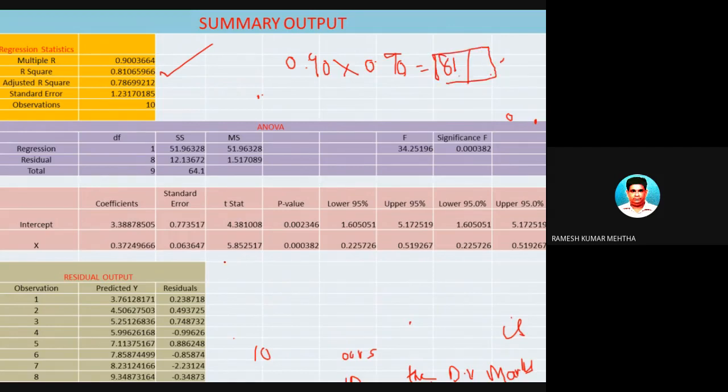This is the real meaning of the model. The model is explaining 81% of the variation in the dependent variable. So this is a very good model. Only a single independent variable is explaining the dependent variable. So where can we use this kind of model? I will give you some examples.